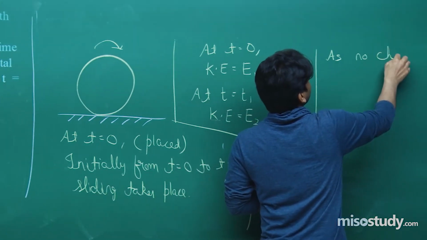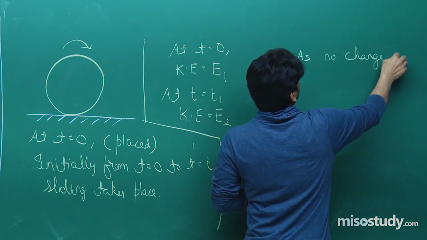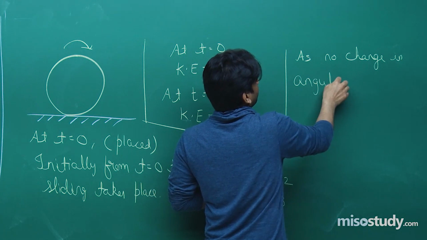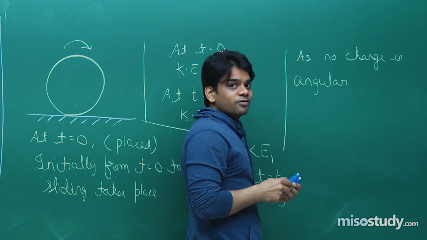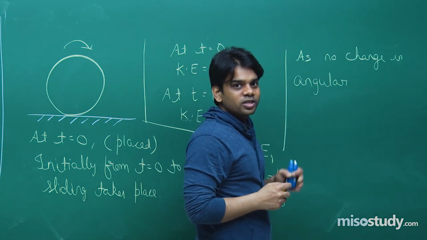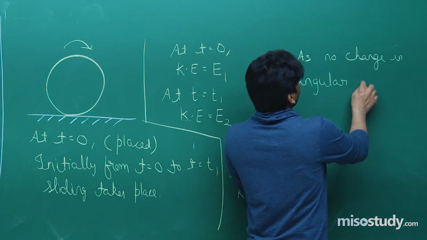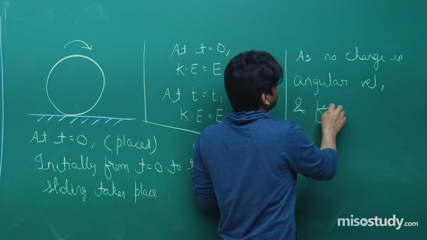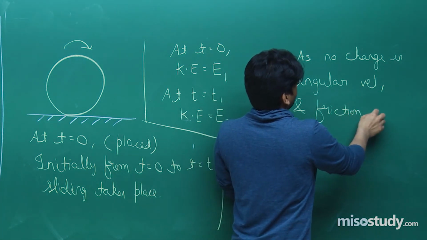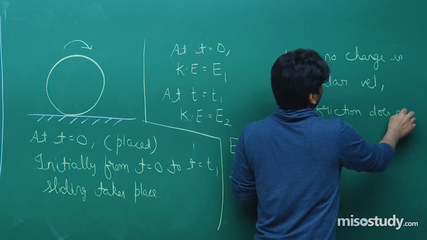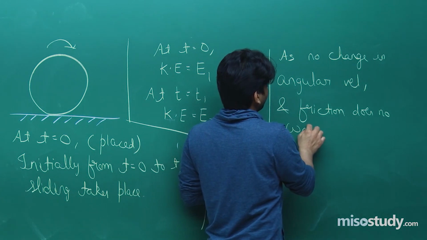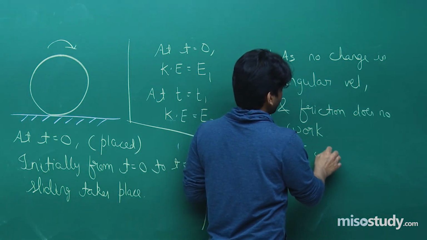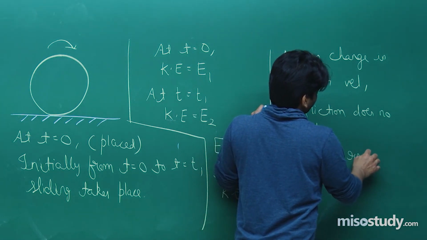As there is no change in angular velocity, and since in pure rolling friction does no work, kinetic energy will remain conserved.